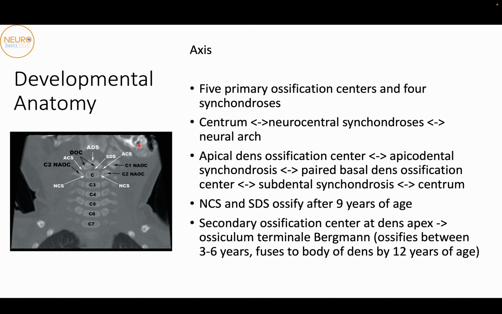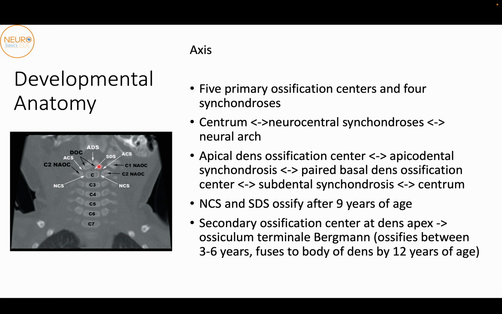On the other hand, with the axis, it's a little bit more complicated. The axis has 5 primary ossification centers, and there are 4 synchondroses here. Okay, so with the axis, the ossification centers are really not that difficult. There's one for the basal part of the C2 body itself, that is known as the centrum. On the side of the centrum are the neural arches, as normal as any vertebral body would have.